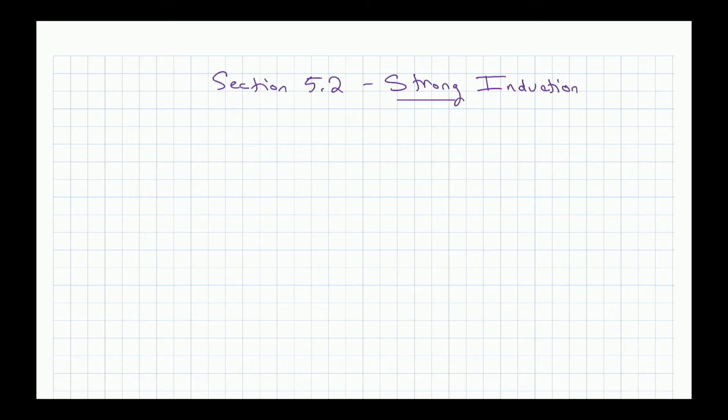All right, so we'll go ahead and get started here. What we're going to be looking at today is section 5.2 in your book. This is a topic called strong induction. We're on the second section of induction. We still have a little bit more to go. I think we're not going to get through this section today.